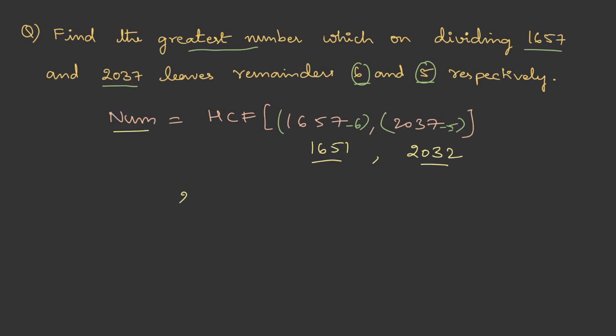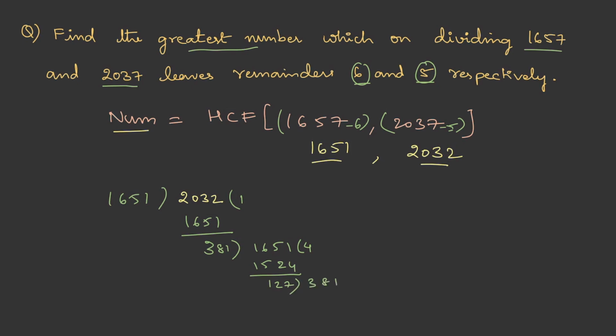In this, the highest number is 2032. Let me divide this by 1651. 1651 goes once, leaving 381. Now take the 1651 over here, and 4 times 381 is 1524. This gives the remainder 127. Now divide 381 by 127. That is 3 times, and the remainder is 0. Therefore, 127 is the HCF of these two numbers. That itself is the answer.